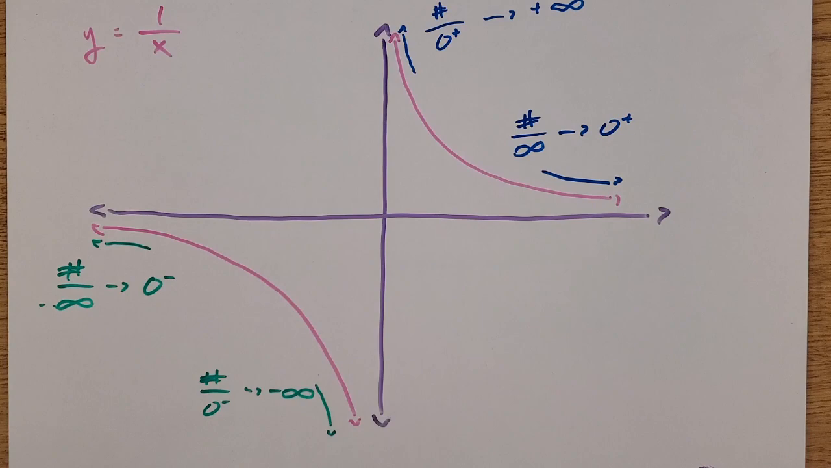So from this we know that any result that ends up being some number over infinity will go towards 0 from the positive side, and any number over 0 positive will go towards positive infinity. Likewise, any number over negative infinity will go towards 0 negative, and any number over 0 negative will go towards negative infinity.